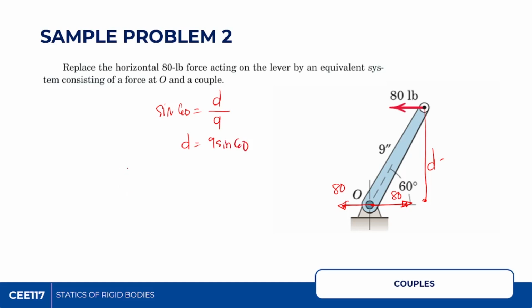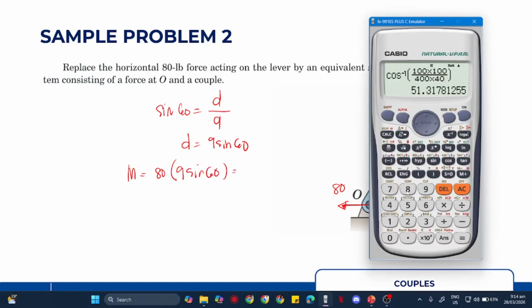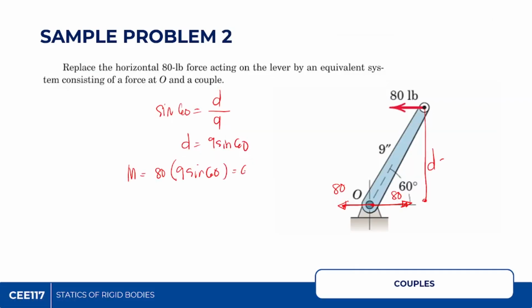Therefore, you have here your moment: your force, which is 80 pound, times 9 sine 60. Let's check, 80 times 9 sine 60, and that is equivalent to 623.54. Okay, 623.54, and that is in pound-inches. Class, the double apostrophe means inches. So pound-inches, or inch-pound. Okay, that is our moment, or couple. Again, moment or couple.